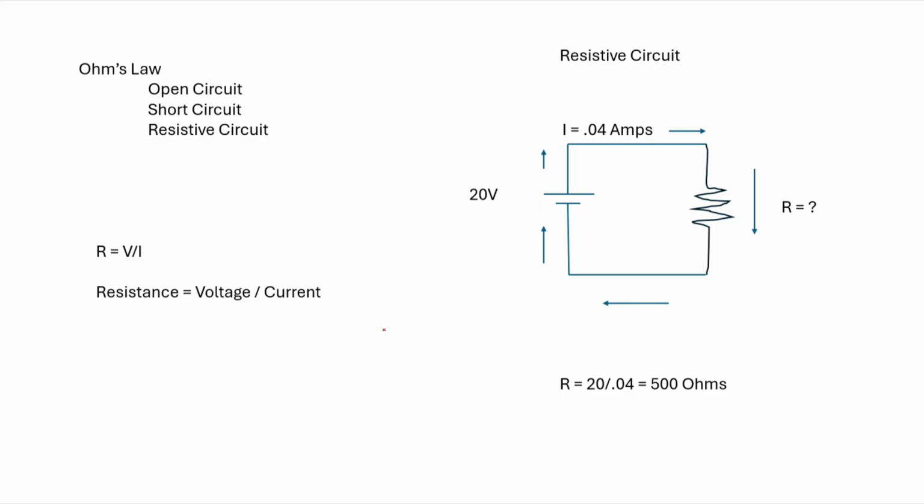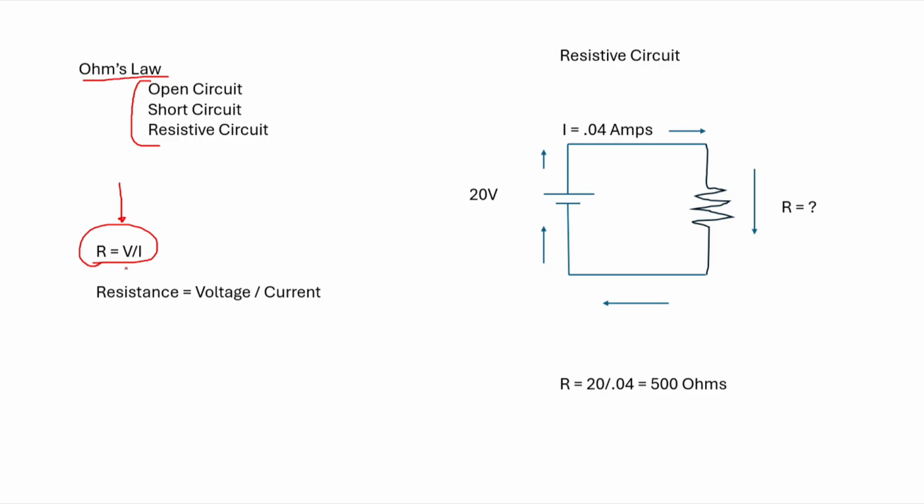So let's talk basically about Ohm's law. And what we're going to be talking about today are three scenarios of Ohm's law: an open circuit, a short circuit, and a circuit with a resistor in it. There are different variations of Ohm's law. This is Ohm's law right here, by the way, but you could solve for any one of these variables if you have the other two.